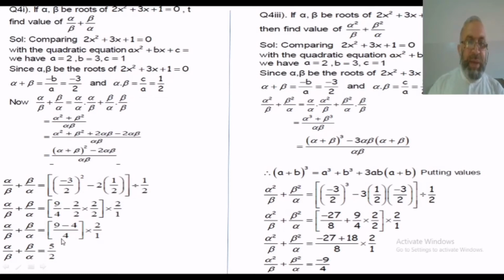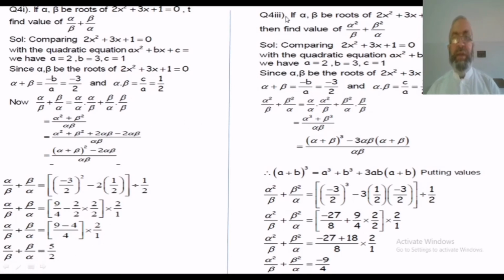So that becomes 9 by 4, or take the LCM. 4 is the LCM. We get 9 minus 2 over 4, multiplied by 2 over 1. 9 minus 4 is 5. And 2 cancels with 2 in the 4. So 5 by 2. Thus alpha over beta plus beta over alpha is equal to 5 by 2. That's the value of the required symmetric function.